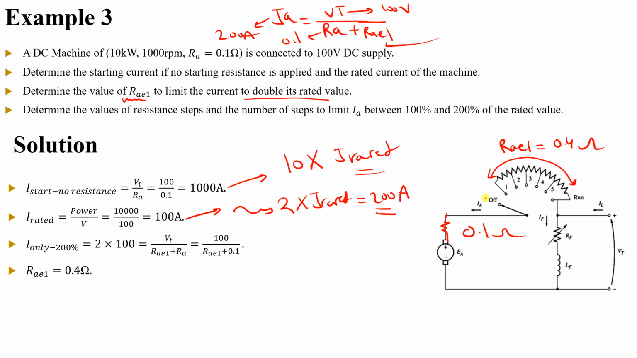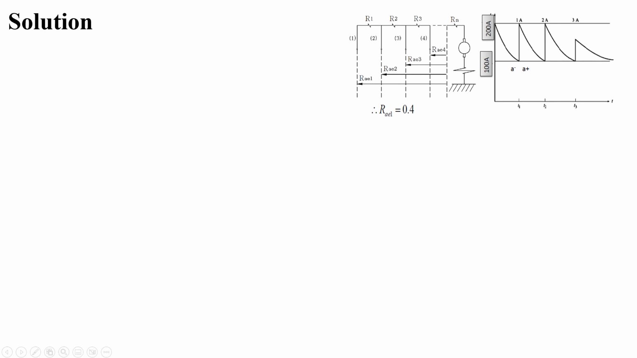Now the next requirement is that I need to know the value of the resistance steps and the number of steps to limit the current between 100 and 200. So I need to know how many steps we have and the resistance of each step. Okay, so how can I do this? Let's understand what I need exactly. We need to limit our current between 100 amperes, which is the rated value, and double the rated value.